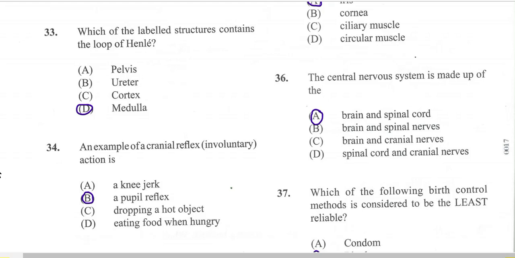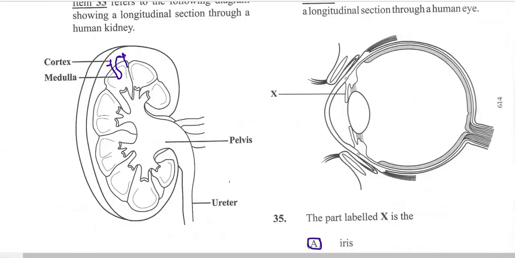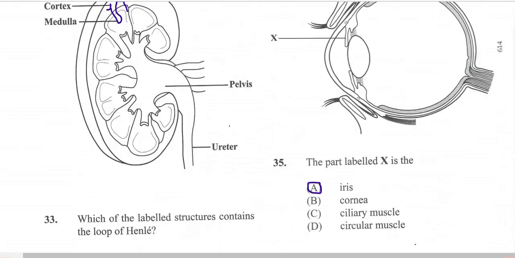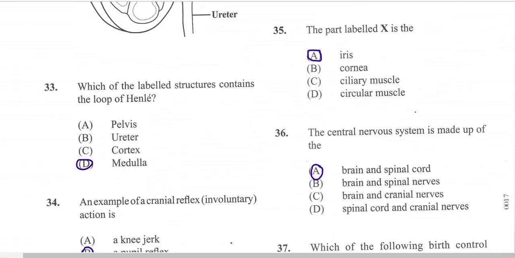Let's move on to question 35. Question 35 wants us to look at the eye. It refers to the following diagram of a longitudinal section through a human eye. And nice, the X there labels the iris. Let's see what's happening down here. The part labeled X is, of course, the iris, not the cornea, not the ciliary muscle, and not the circular muscle. Definitely not the circular muscle. All right, so iris is going to be your answer for 35. Ensure you know the diagram of the eye for your exam.